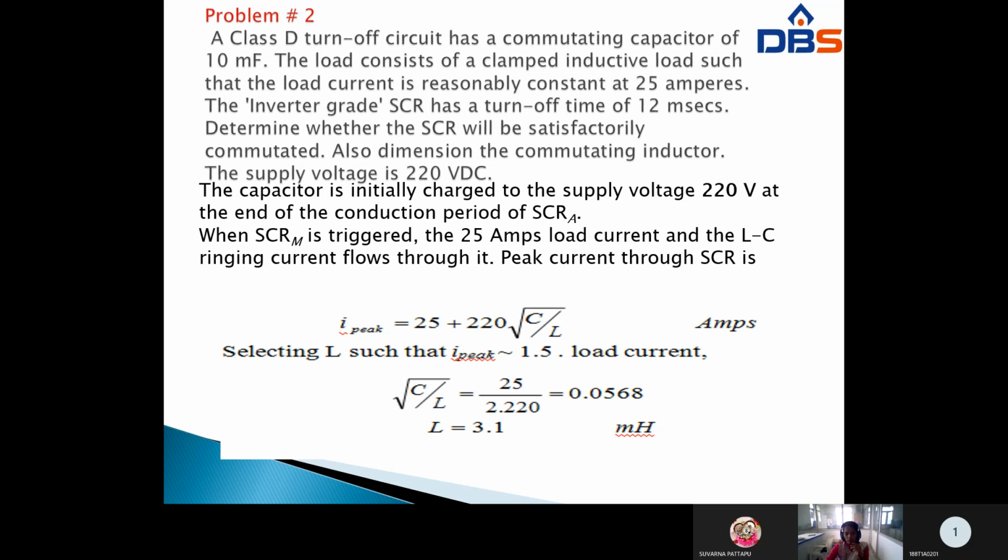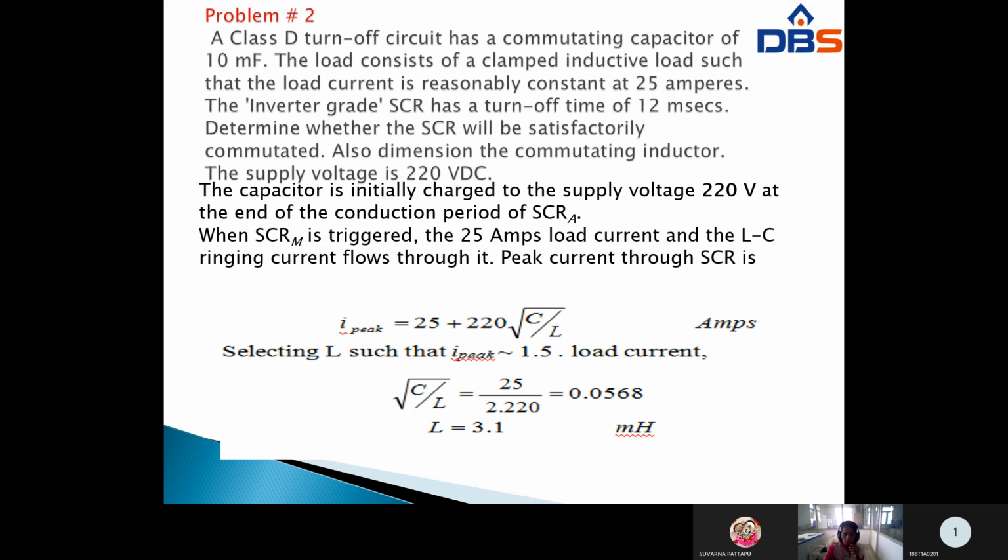Now let us see one example on class D. A class D turn-off circuit has a commutating capacitor of 10 microfarad. The load is a clamped inductive load such that the load current is reasonably constant at 25 amperes. The inverter-grade SCR has a turn-off time of 12 microseconds. Determine whether the SCR is satisfactorily commutated, and also the dimensions of the commutating inductor. The supply voltage is 220 volts DC.